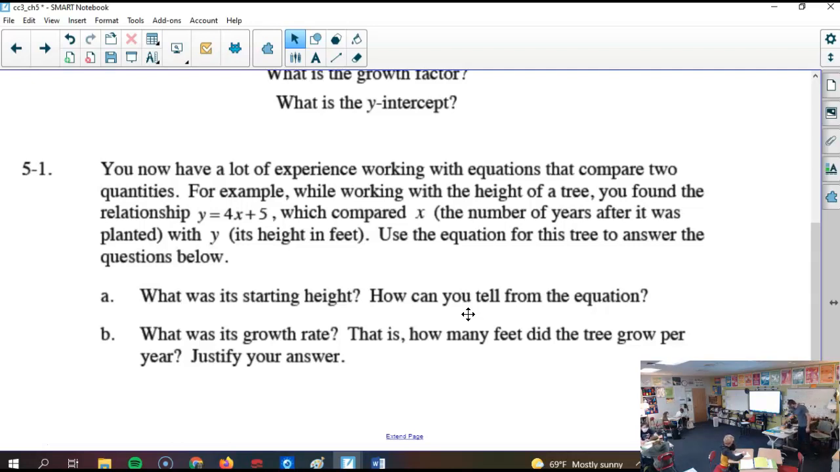So, random card time. You now have lots of experience working with equations that compare two quantities. For example, while working with the height of a tree, you found this relationship: y equals 4x plus 5, which compared x, the number of years. We said x is almost always time when we're involving time. And y, its height in feet.